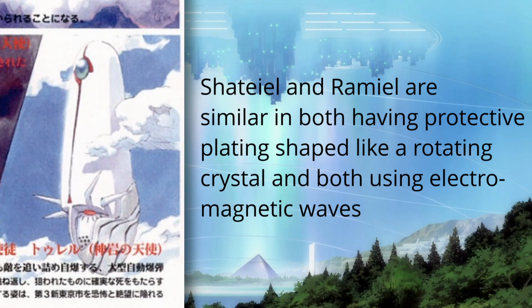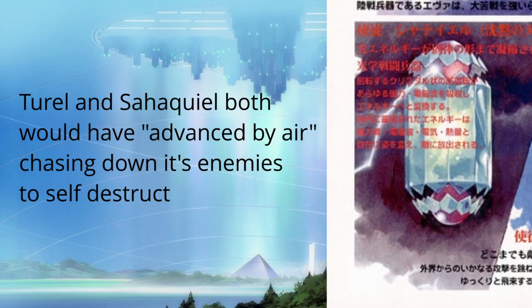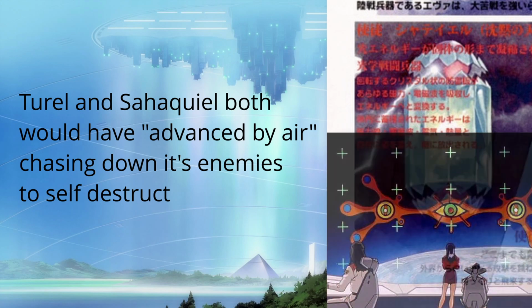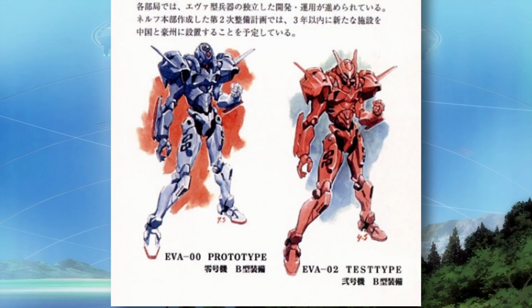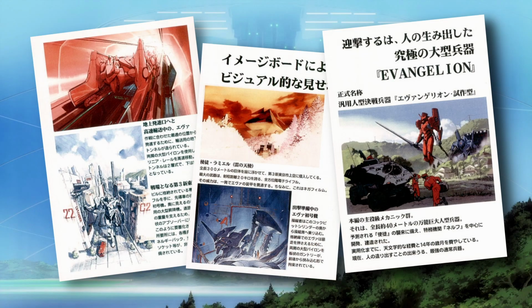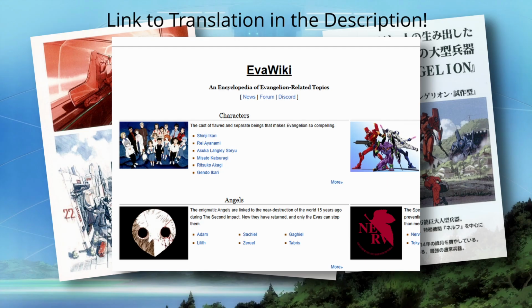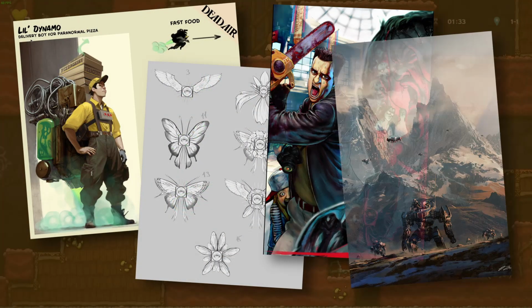Shatail seems to be cut for either being too similar to Ramiel or being what became of Ramiel. And Turiel, which was a floating monolith that would self-destruct, might have been cut for the same reason, being too similar to Sahaquil. They have art for Unit 1's armor breaking off that looks sick as hell. They have art for both Unit 0 and Unit 2, and a ton more interesting stuff in the proposal. If you want to read it, some people at the Evangelion wiki were kind enough to translate most of the pages. There is so much cool concept art out there.